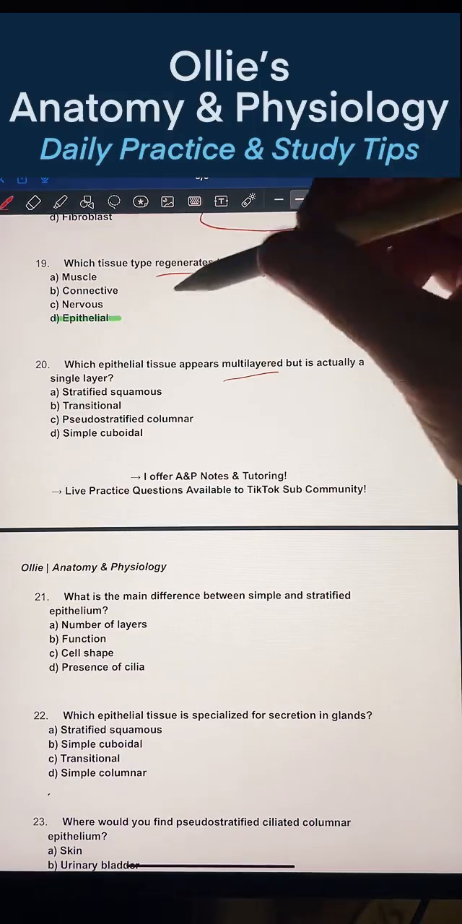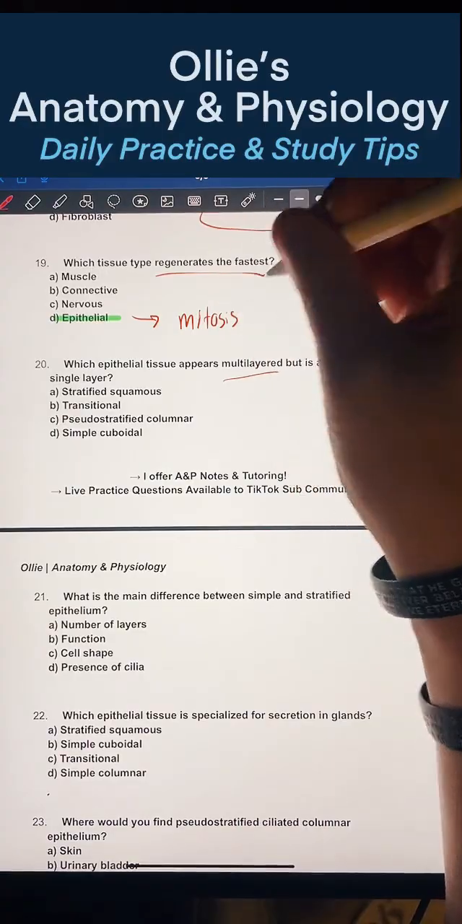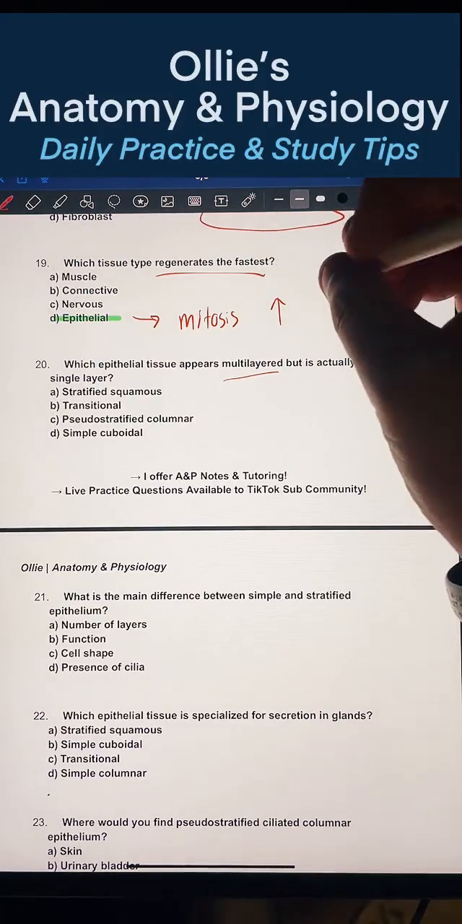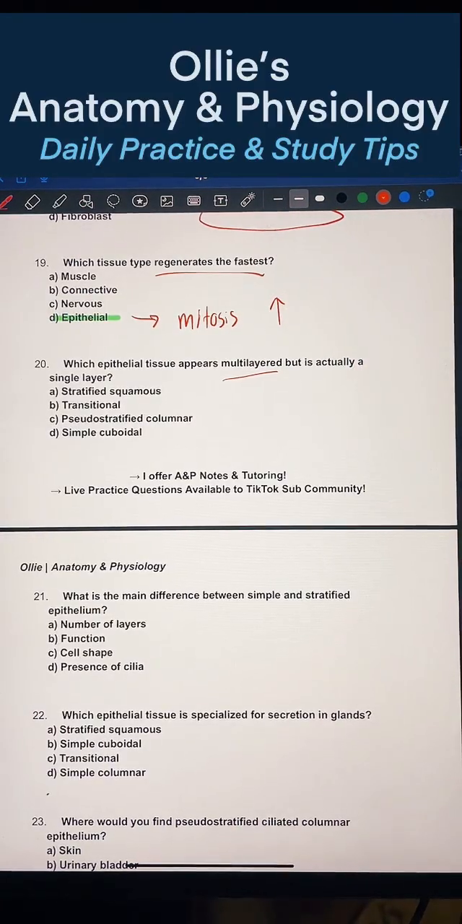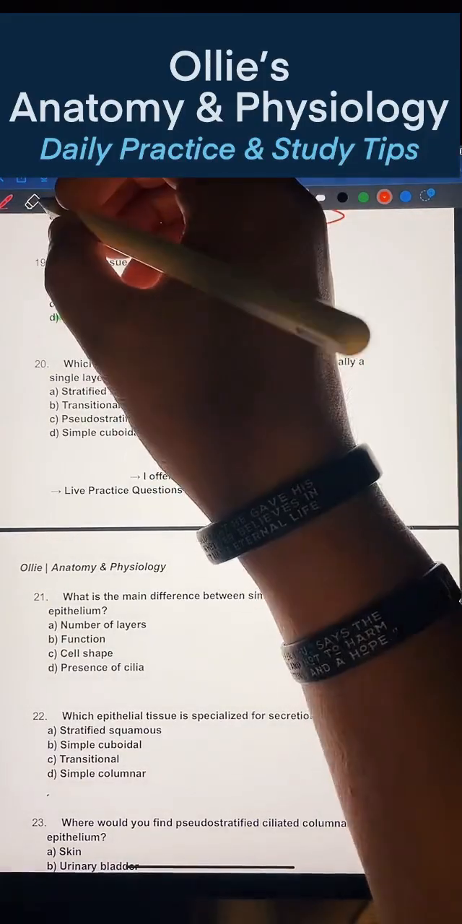So in epithelial tissue, mitosis is the highest, which is the division of your cells. Particularly at, think of your skin, you'll go into the integumentary system. The stratum basale layer is where mitosis is high. It's going to have a constant turnover. Number 20. The answer is C.